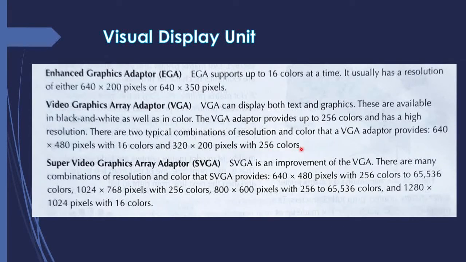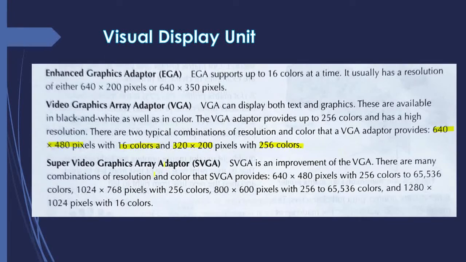So in VGA, if the dimension is 640 by 480 pixels, then 16 colors. And if it is 320 by 200 pixels, then 256 colors are supported. After VGA, it was developed again into SVGA, Super Video Graphics Adapter, which is just an improvement of VGA.